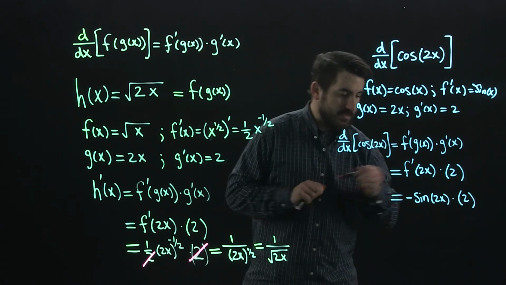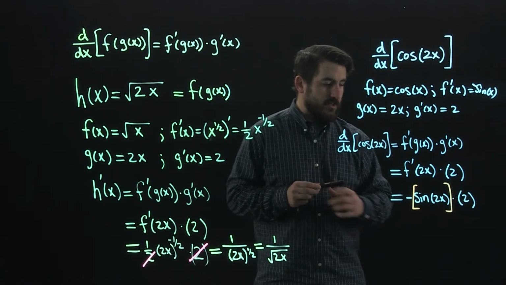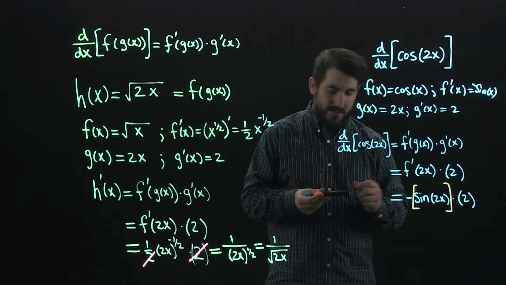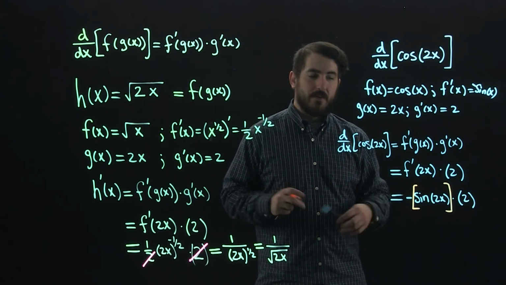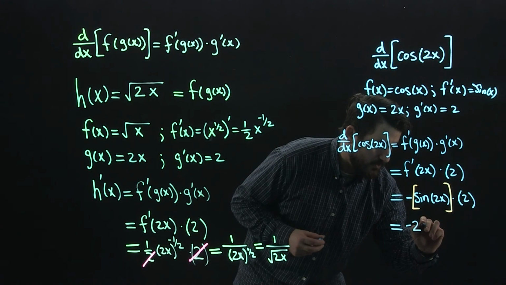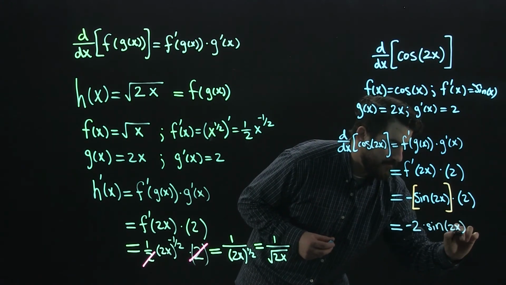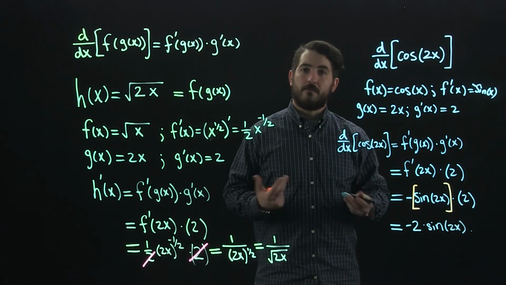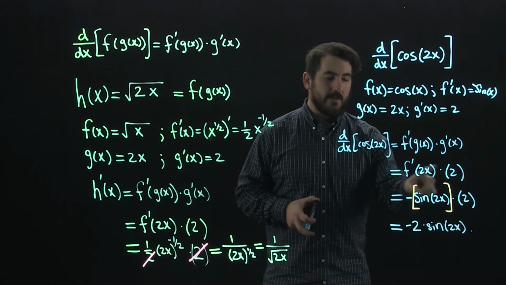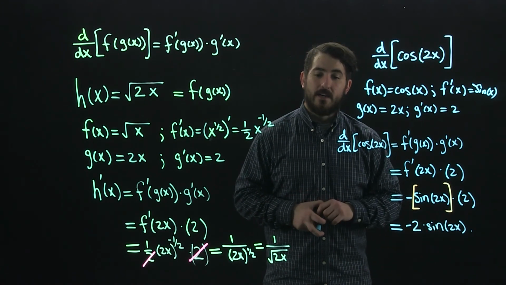So it may be necessary to indicate to the reader that this entire expression is being multiplied by 2. One way that we can avoid this confusion is by bringing the 2 to the front. So that's negative 2 times sine of 2x. And so that's an alternate form to write it so that it's clear to the reader that 2 is being multiplied by the expression sine of 2x.